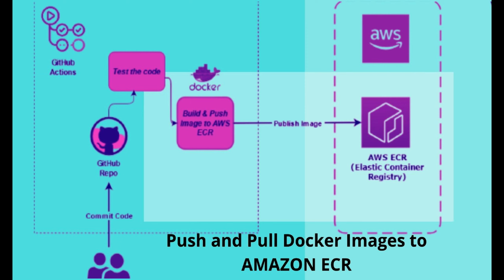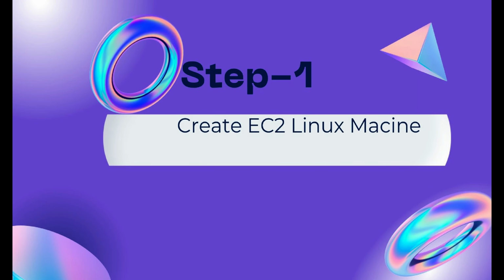So this demo is divided into a couple of parts. If you want to follow along you can, but make sure you follow each and every step, so that you do not miss anything. In step 1 we are going to learn how to create an EC2 machine. In this demo we are going to create an Amazon Linux machine, and whatever demo I'm going to do, I'm going to do it on that.